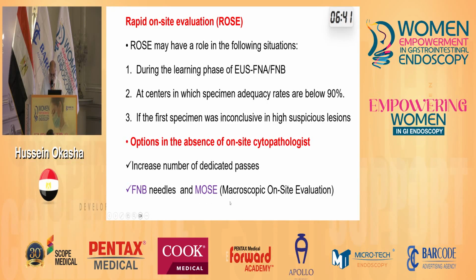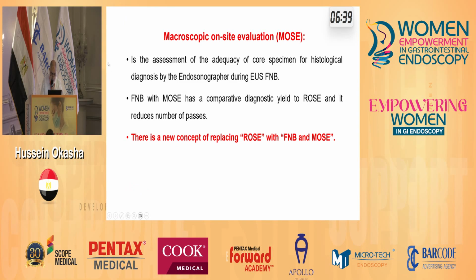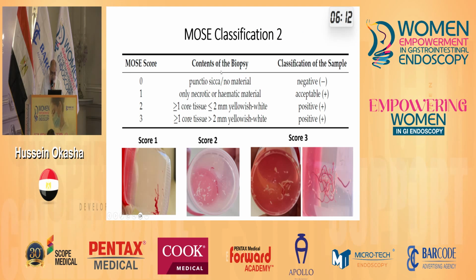MOSE is macroscopic on-site evaluation. MOSE is the assessment of the adequacy of the core specimen for histopathological diagnosis by the endosonographer himself during EUS FNB. FNB with MOSE has a comparable diagnostic yield to ROSE, and it reduces the number of passes. And now there is a new concept of replacing ROSE with FNB and MOSE. Many classifications of MOSE are there. The most important and the most informative, I think, is that score.